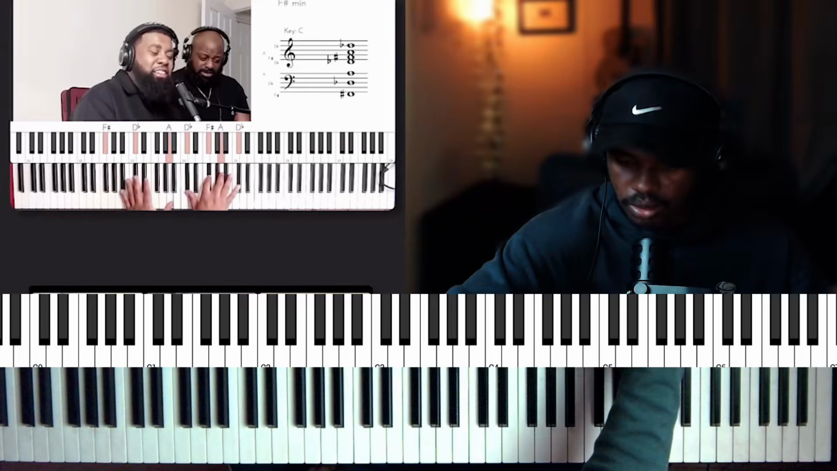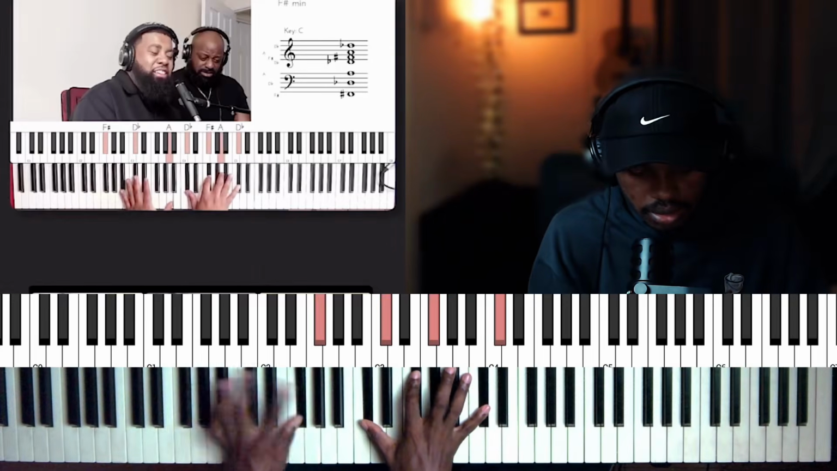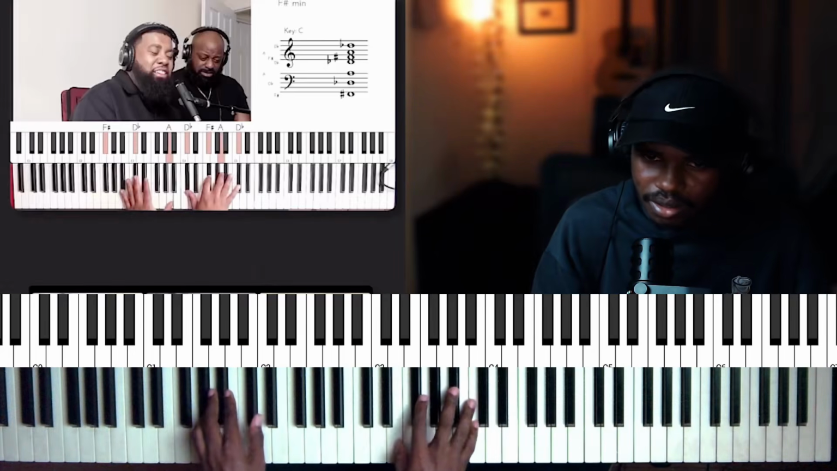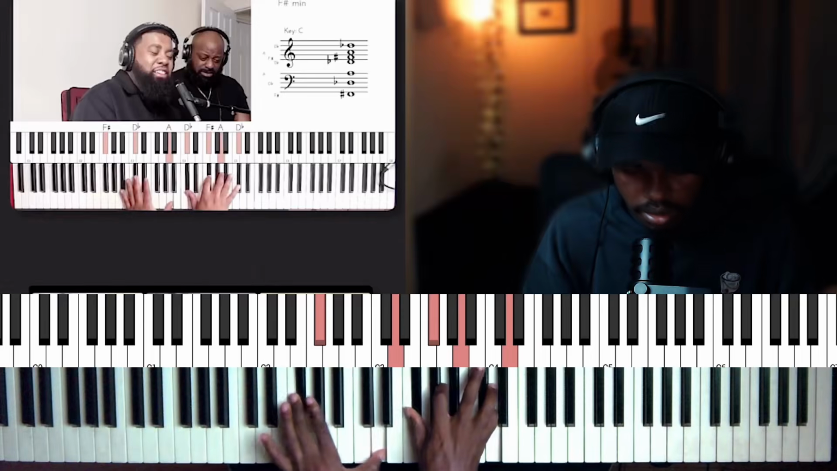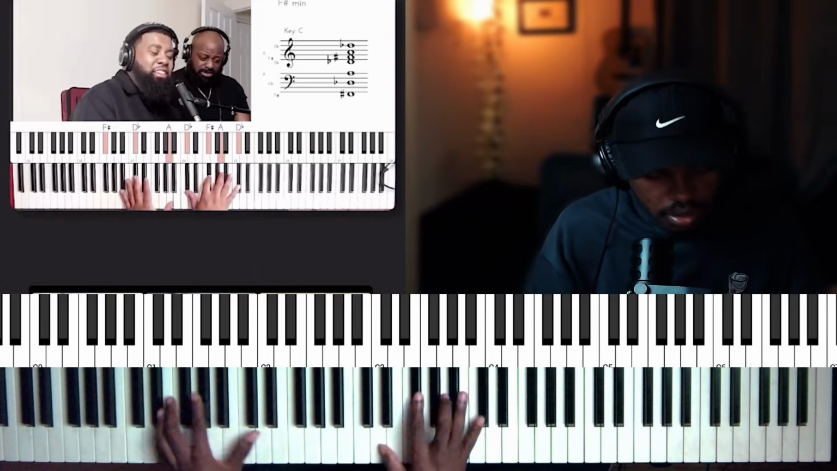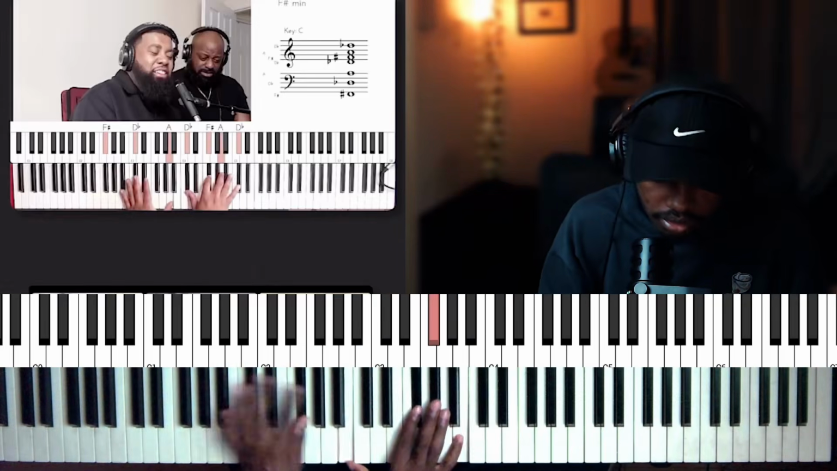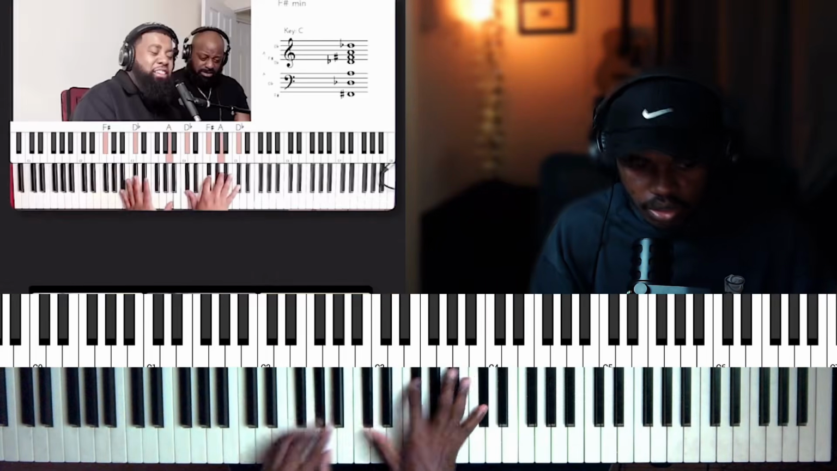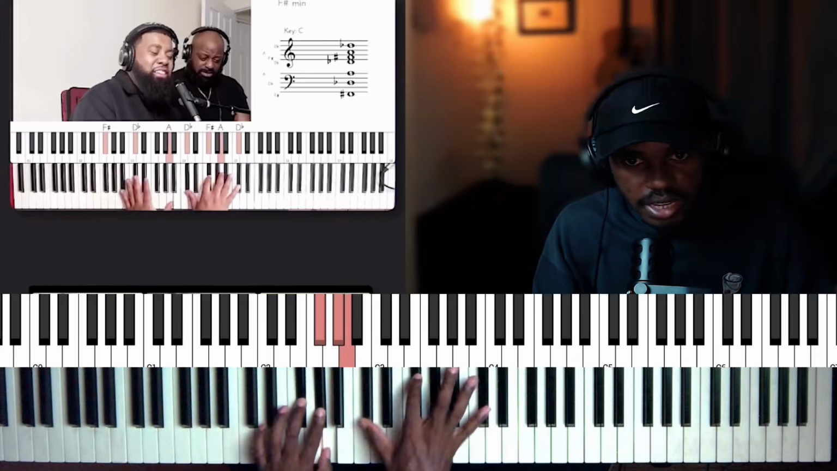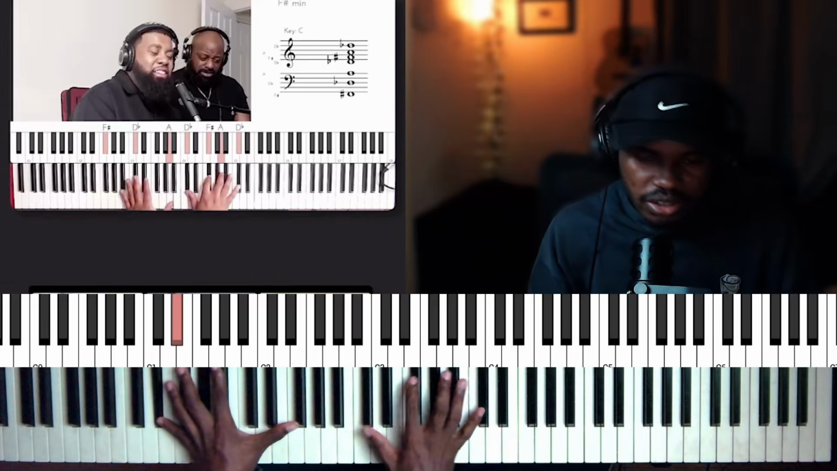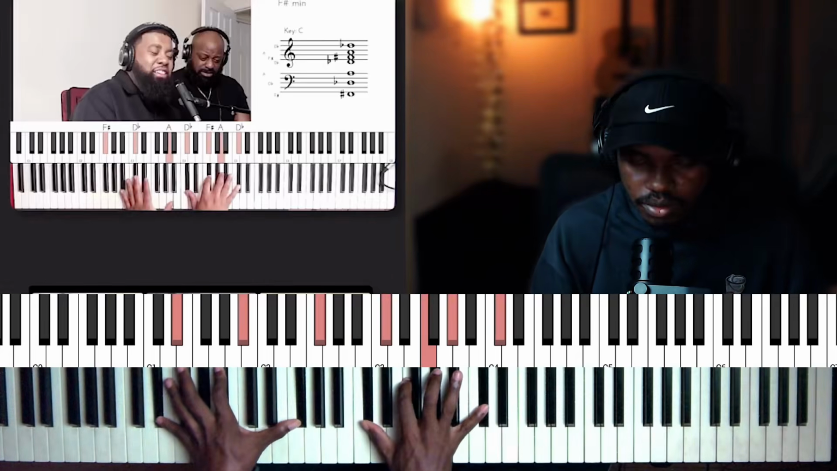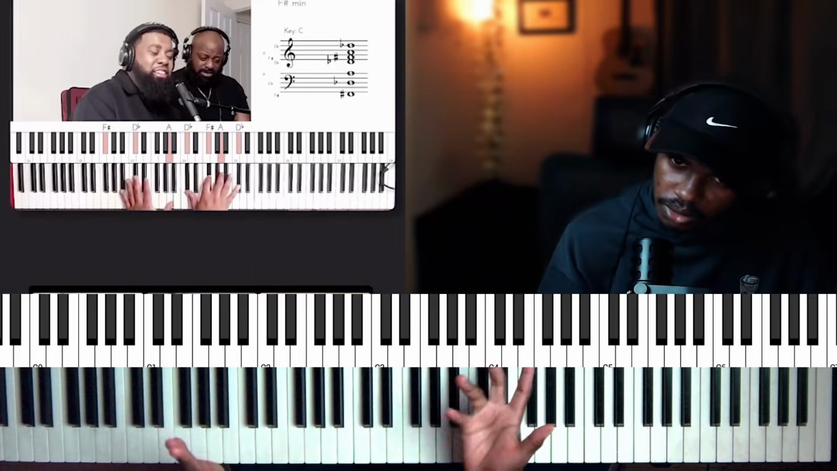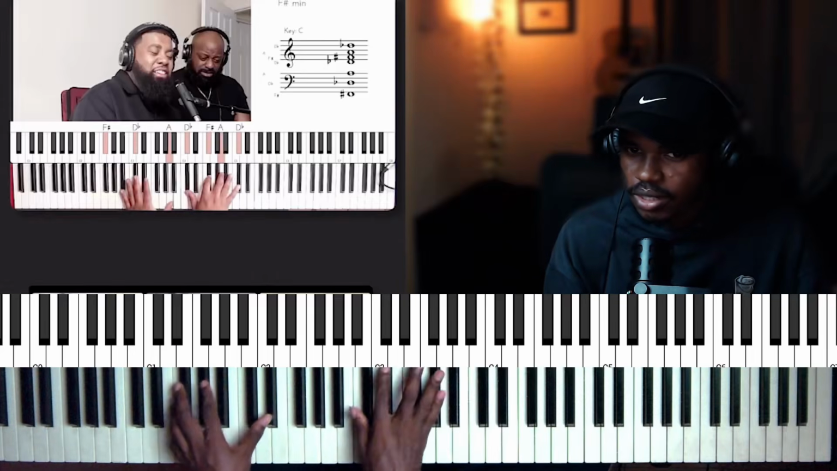Okay, so let's look at that. So what he's doing again? Well, look, he went to the relative minor of that F sharp major, which is A flat. So substitutions.